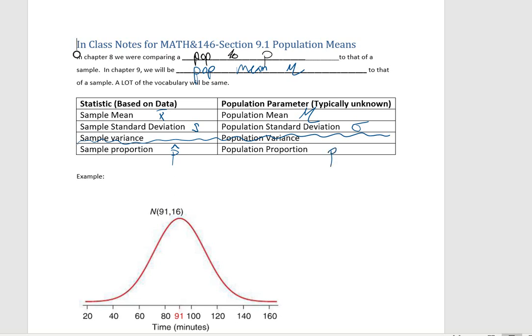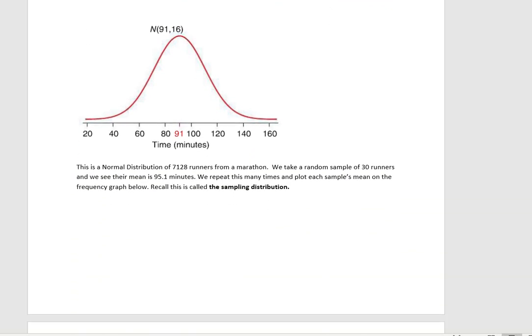So, for example, in chapter 9, we're going to be looking at averages of a population and seeing how well our sample does of trying to estimate that average. In this example, we have a normal distribution of 7,128 runners from a marathon. So that is going to be our population. We randomly take a sample of 30 runners from that 7,128, and if we add all of their finishing times up and divide by 30, we get an average finishing time of 95.1 minutes.